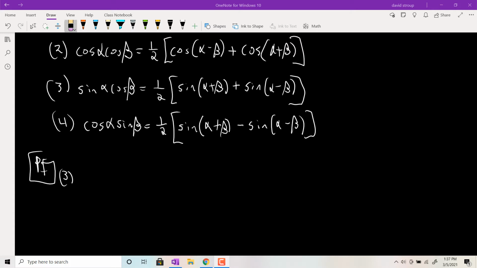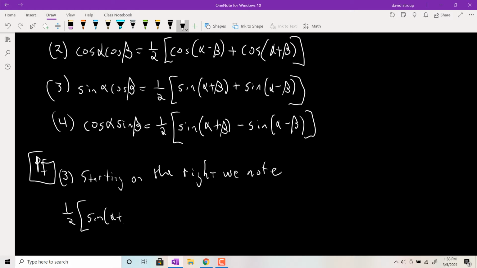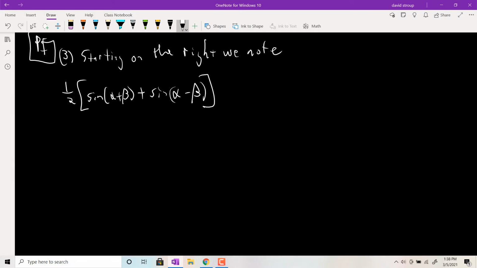We're going to use the right-hand side, starting on the right, the more complicated side. We have 1/2 times sine of alpha plus beta plus sine of alpha minus beta. We can use the sine identities that we have memorized from previous sections and rewrite each of these terms.